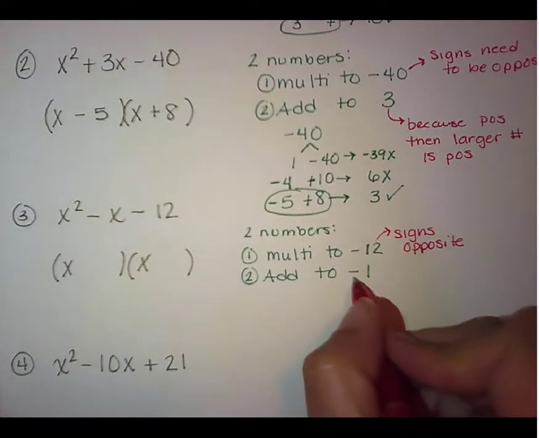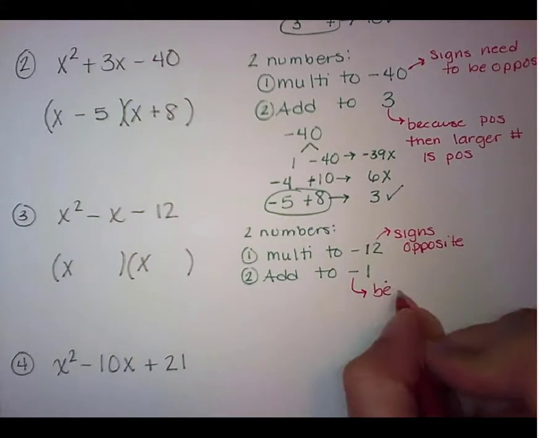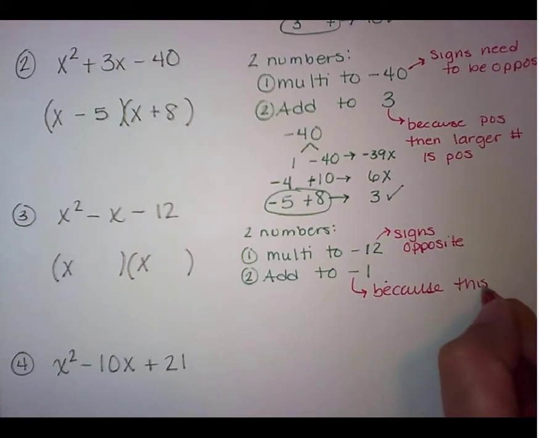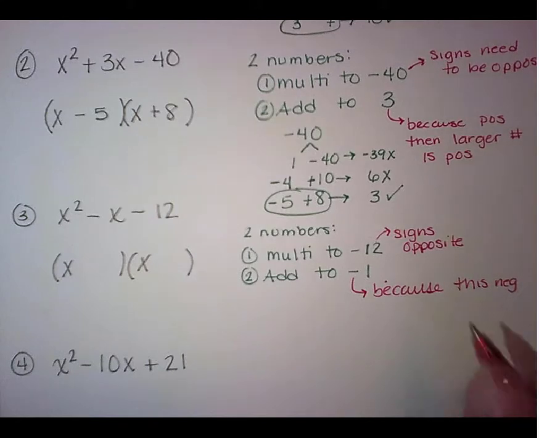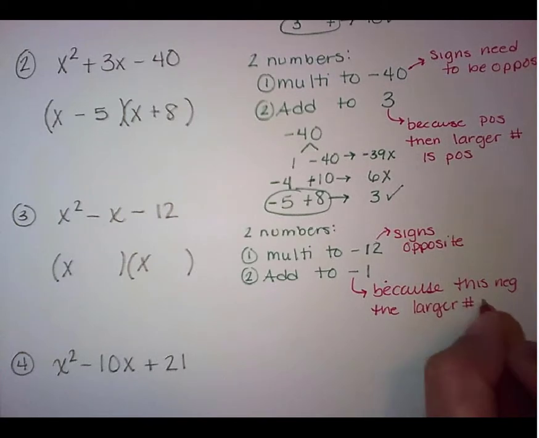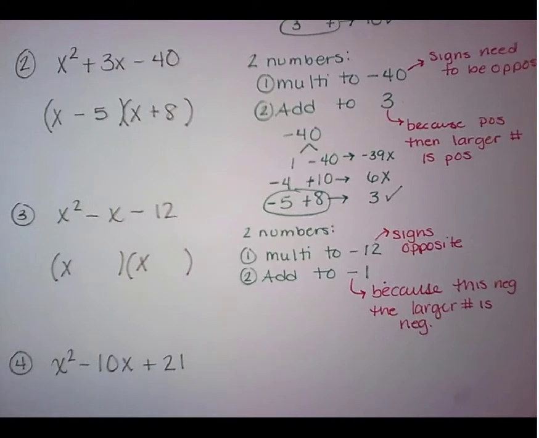So anytime that multiplication is a negative, we know we're going to have one negative and one positive. And then we're going to come down here and look at this one. And we're going to say, okay, well, because this is negative, the larger number this time is actually going to be negative. Kind of a cool thing that addition is actually telling you who's going to be that positive and who's going to be that negative. So it's a neat little trick that we can do there.